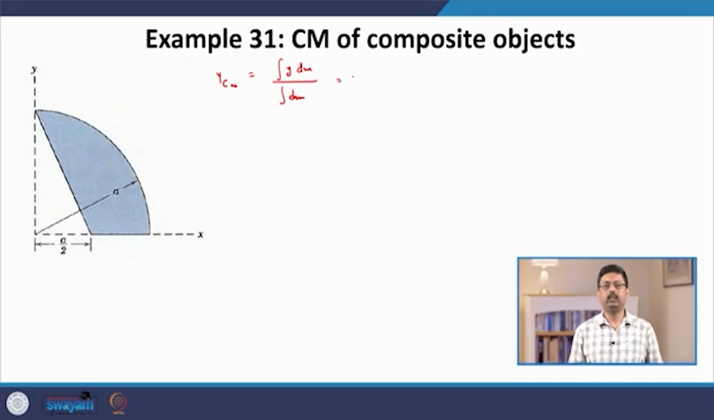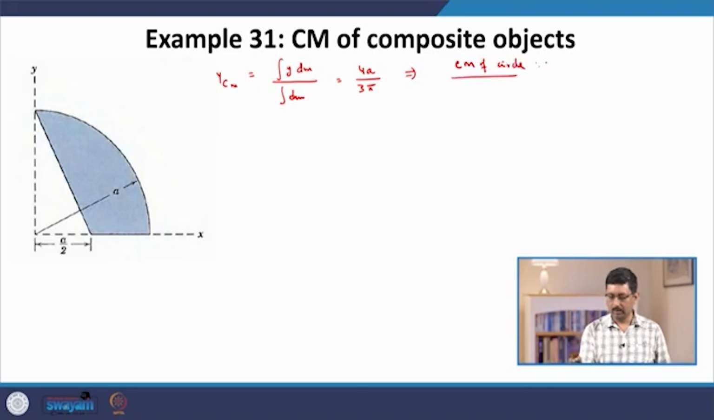You can calculate the y coordinate the same way, and I leave it to you as an exercise to show that the y coordinate has the same value. So, this is also 4 a by 3 pi. That gives us the location of the CM of the circle, which is at 4 a by 3 pi comma 4 a by 3 pi.